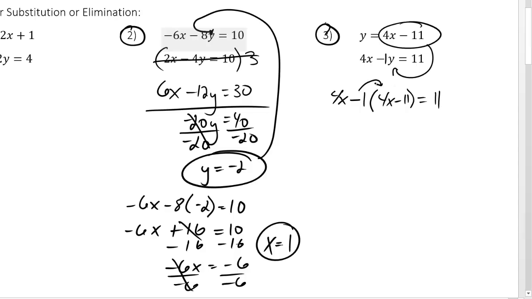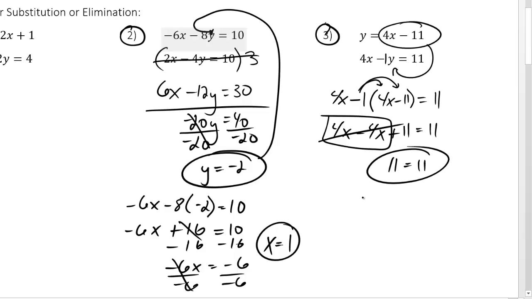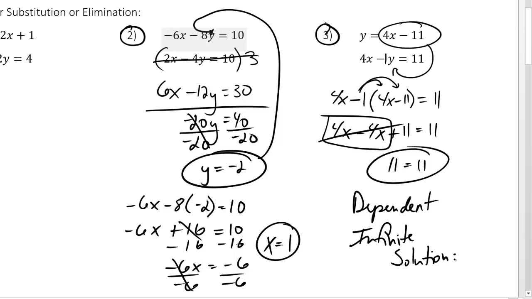Now we're going to distribute our negative 1 inside. So we'll get 4x, and then negative 1 times 4x is negative 4x. Negative 1 times negative 11 is positive 11, and then equals 11. Now combine like terms, your x's will cancel, and you'll get 11 equals 11, which is a true statement. Therefore, we have a dependent system, which has infinite solutions.